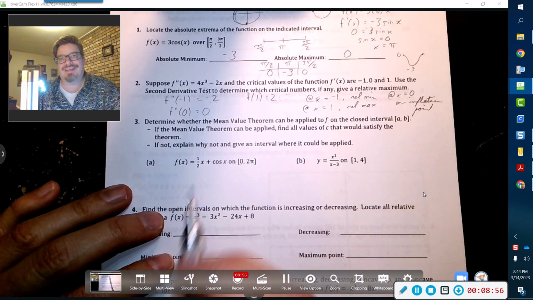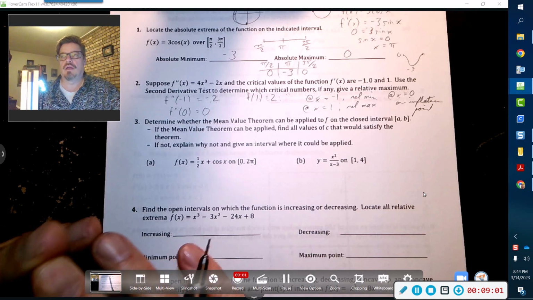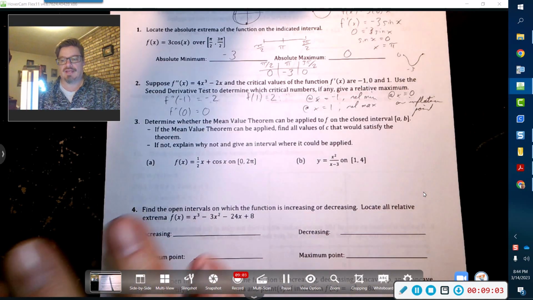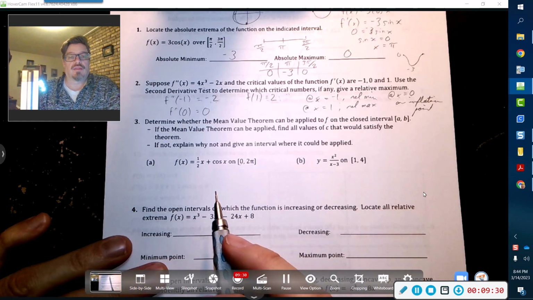Now, if you remember, the condition for the mean value theorem is that there can't be any gaps. It's got to be continuous. And everywhere along that continuous curve, it has to be differentiable except the endpoints. It doesn't matter that there's a sharp point at each one of the endpoints. As long as it's differentiable everywhere in between, and it's continuous, then you can apply the mean value theorem, all right?